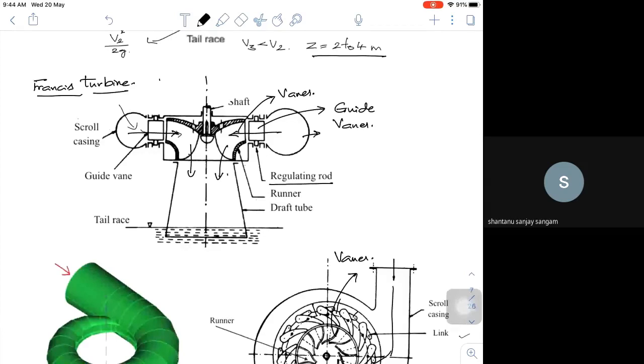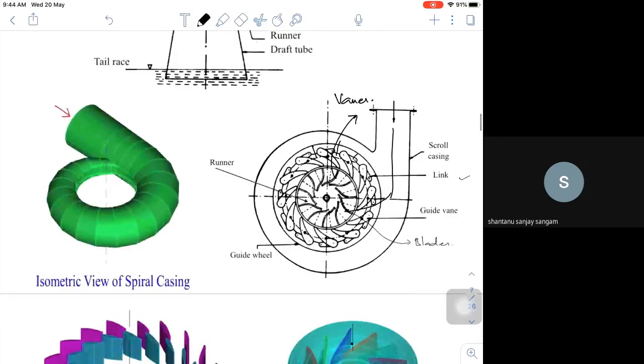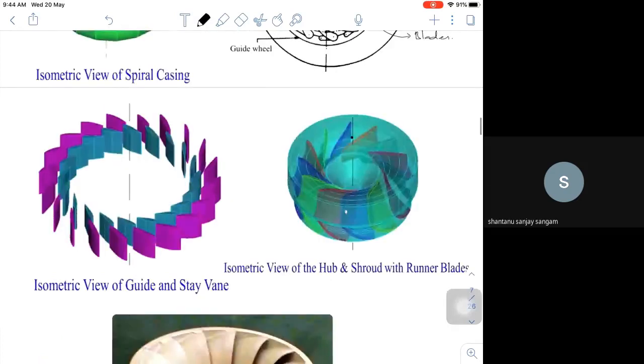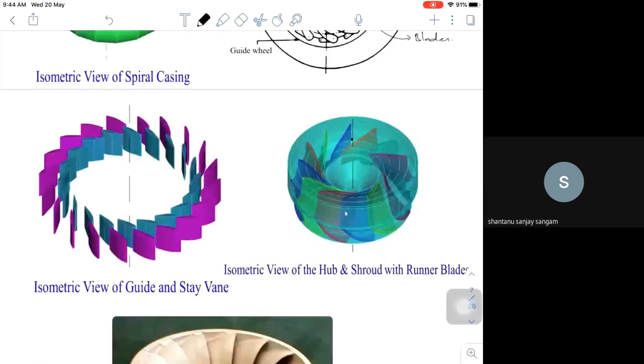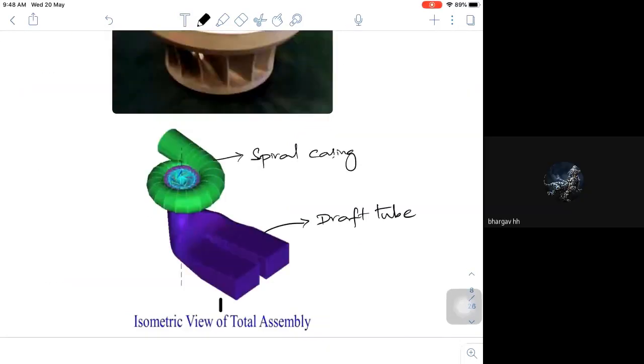You can see how the guide vanes are stacked inside, and the hub to shroud isometric view of how it is inside. See, these are your blades, the vanes, as we call them. Fine, that is how it is. This is with respect to the runner, and outside, this is where the fluid will come. There may be one set of them.